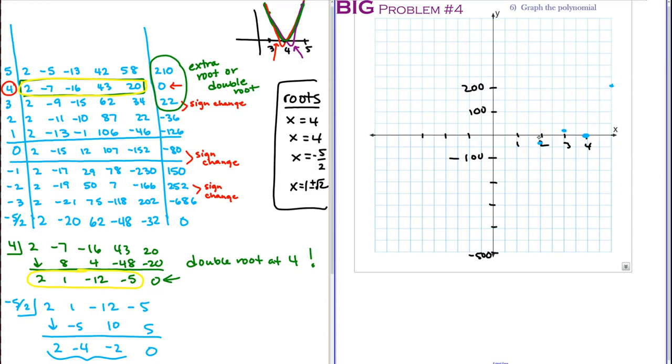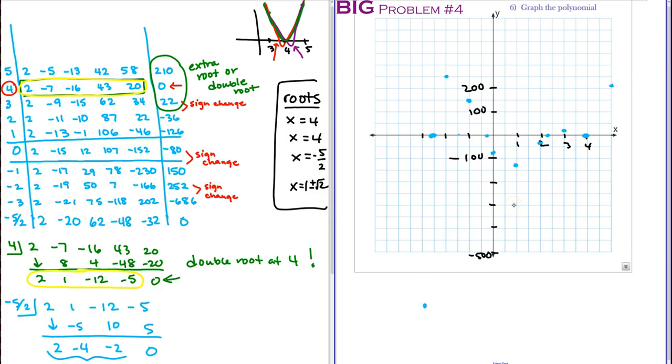We have our root 1 plus square root 2, which is about 2.4, and negative 0.4, and negative 2.5. Oops, it's over here. Okay, and then back to the chart, we have 1, negative 126. We have 0, negative 80. We have negative 1, 150. We have negative 2, 250 something. We have negative 3, negative 600 and something. That's way down there.